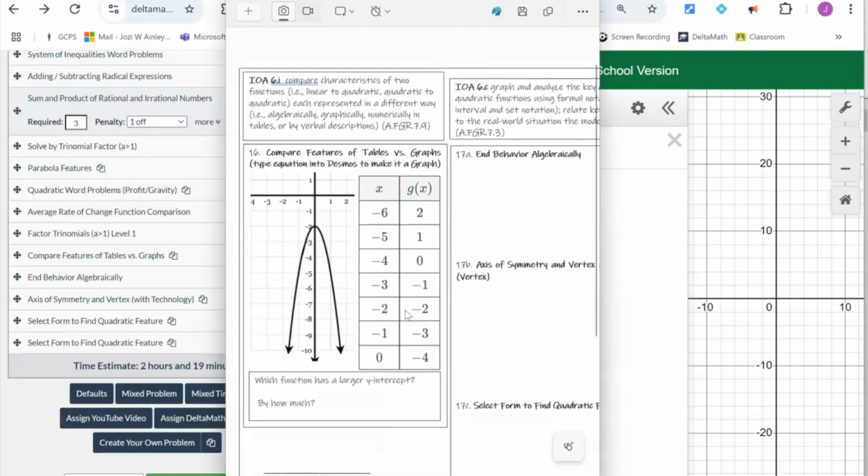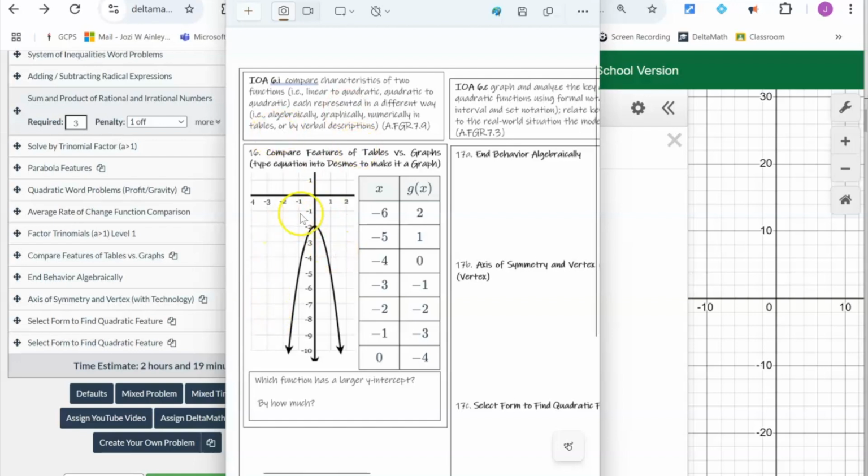Right, so we're going to take a look at how to compare characteristics of 2 functions. You can be doing linear and quadratic, quadratic to quadratic. It can give you any kind of thing, each represented in a different way: algebraically, graphically, numerically, tables, or even by verbal description. So you just have to know how to compare whatever it is.